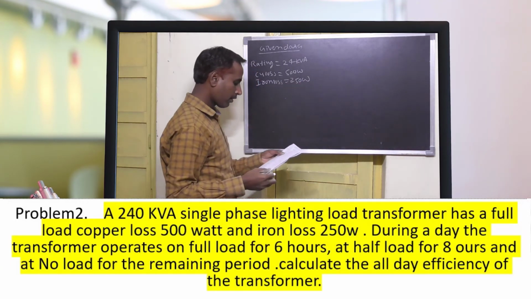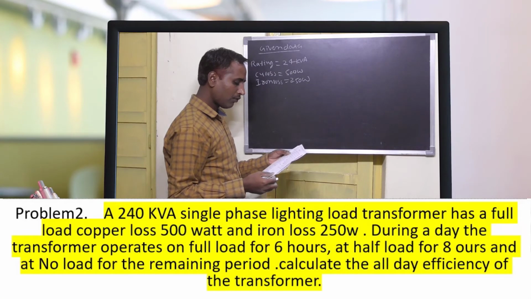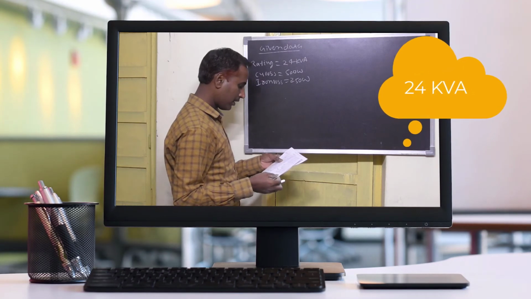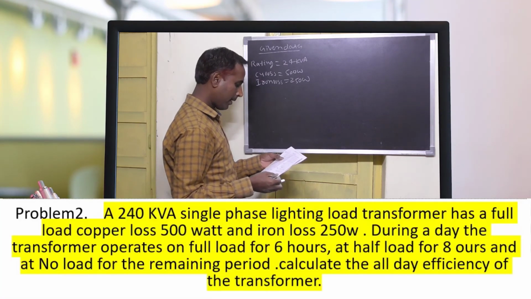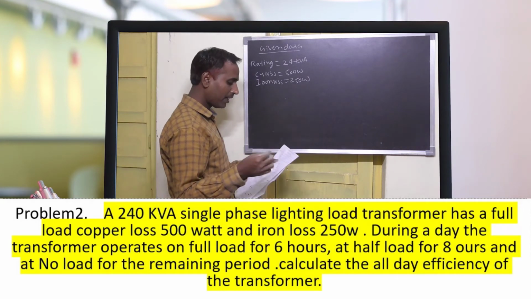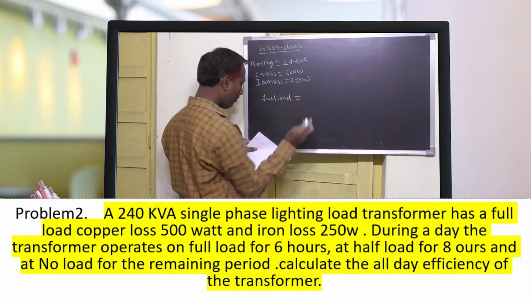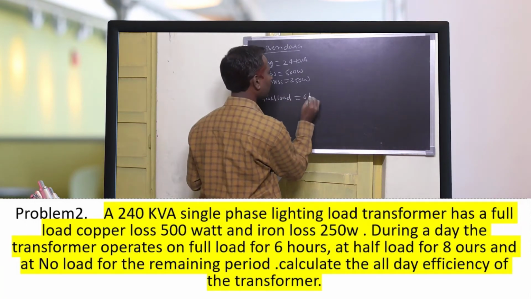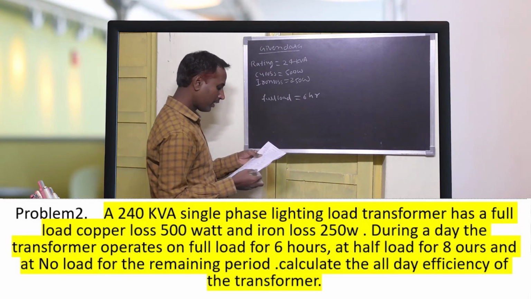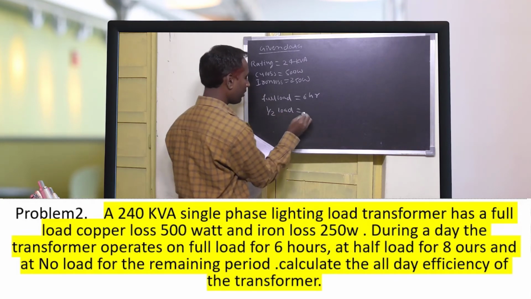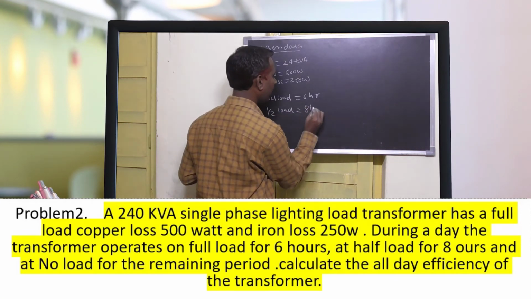Correct? During a day, the transformer operates at full load for 6 hours, at half load for 8 hours, and at no load for the remaining period. Calculate the all day efficiency. This means we are operating the transformer at full load for how many hours? 6 hours. And we are operating the transformer at half load for 8 hours. Correct? 8 hours.